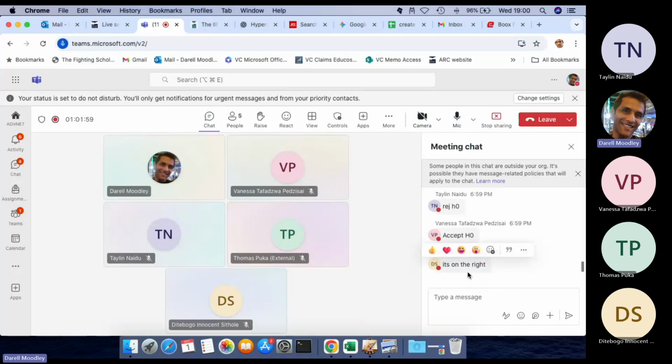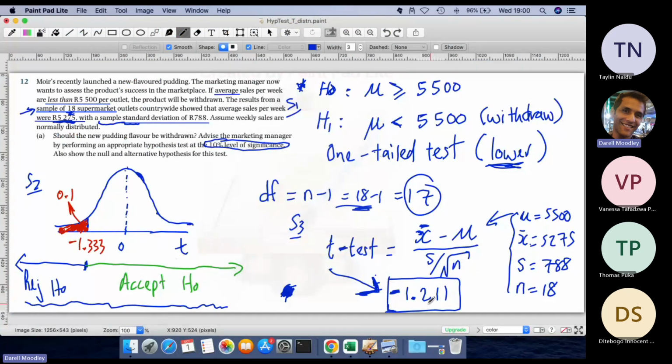Very good. You're right. We accept H0. Everyone make sure you understand this. Minus 1.2 is greater than minus 1.3. Remember, they're negative values, so as you move to the right, you get minus 1.2, then minus 1, minus 0.5, 0. So minus 1.2 is on the right of it, somewhere here. You don't need to be exact. All I need to know is whether it's in the red shaded region or not. And it's not. It's here.